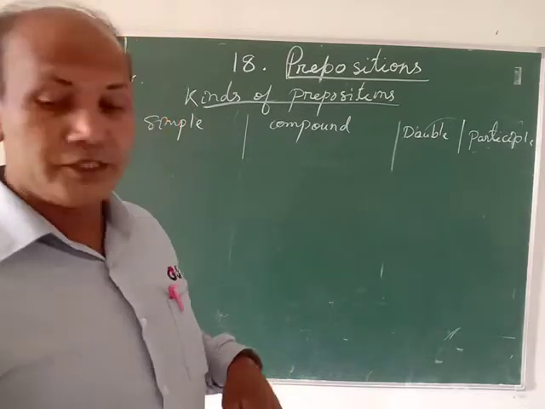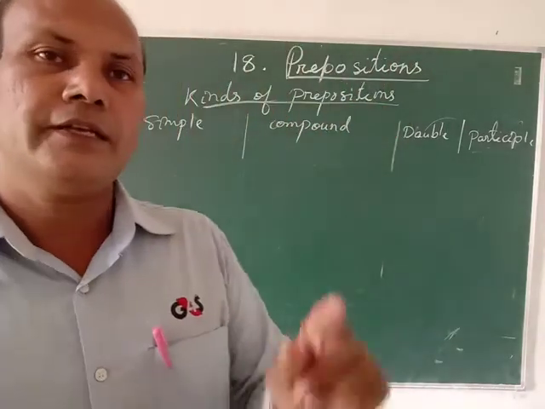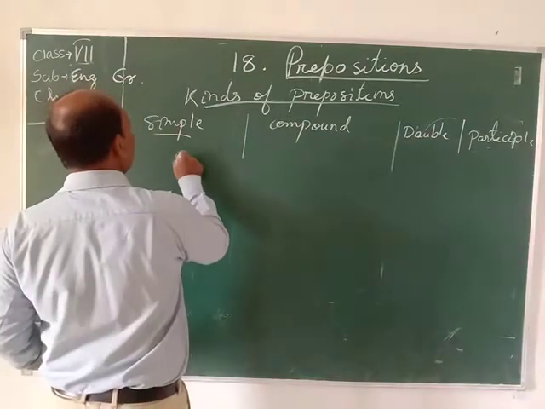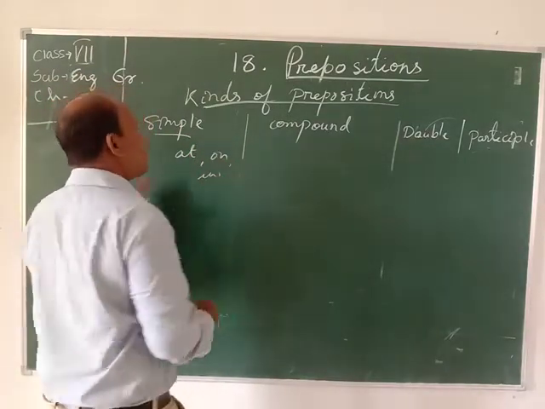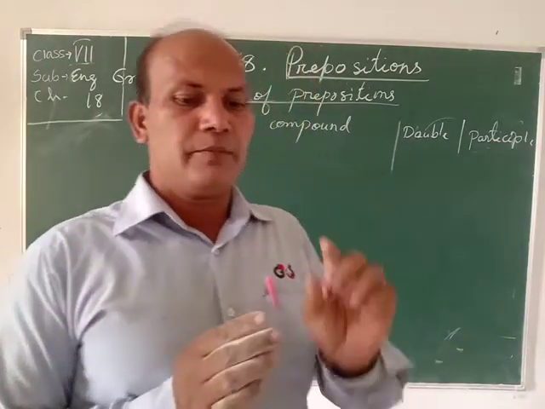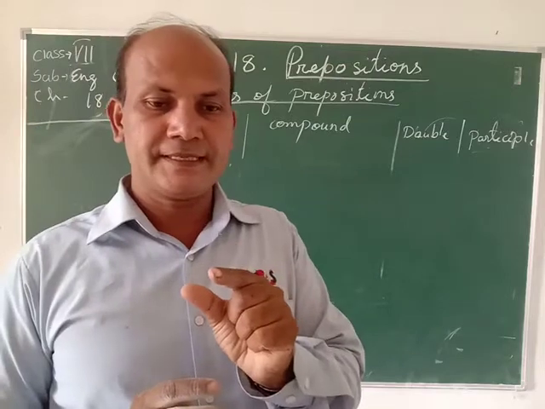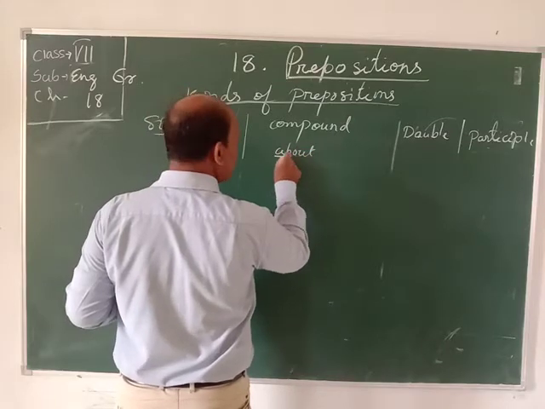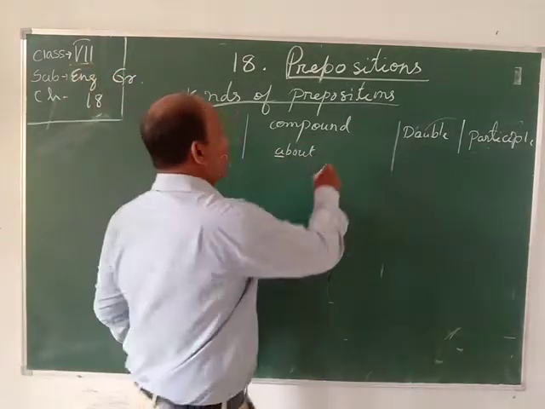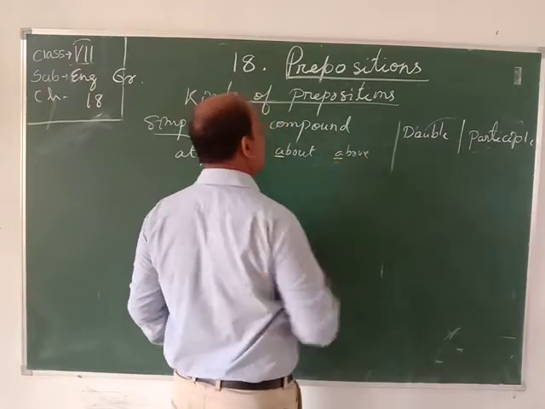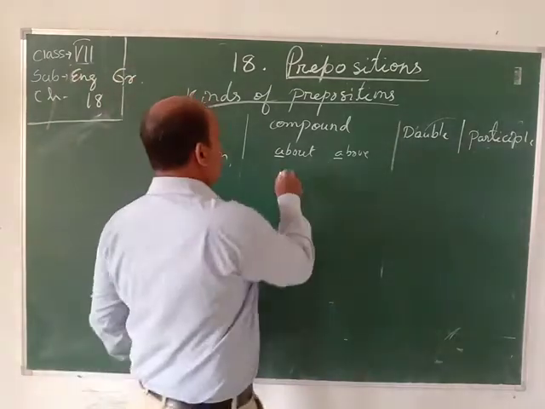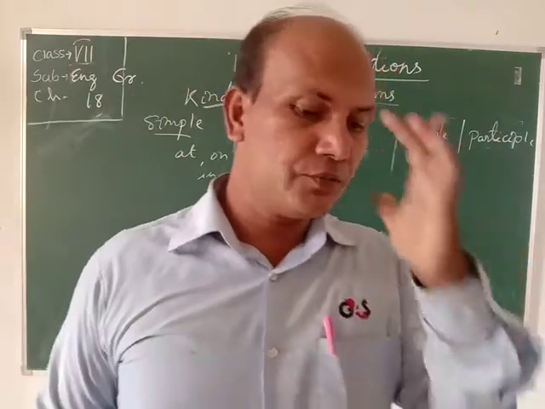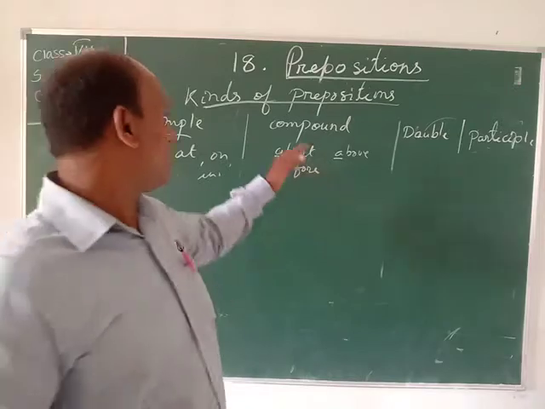Now we can see the kinds of prepositions we can discuss here. Simple prepositions have only one word, just like after, at, by, in, on, etc. Compound means formed by adding a prefix or suffix. Prefix, just like a, then it is at, and above: a, b, o, v, e. English prefixes are used, like b, e, f, o, r, e. Many words are here: above, along, around, before, behind, beside, inside, etc. These are all compound words.